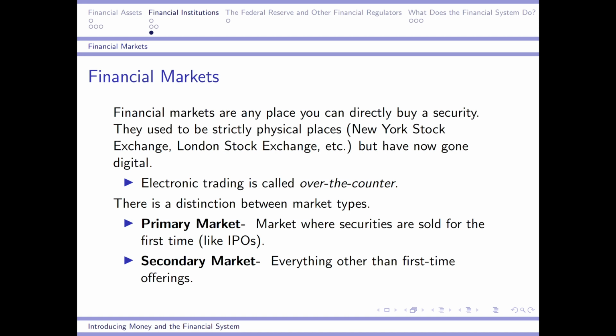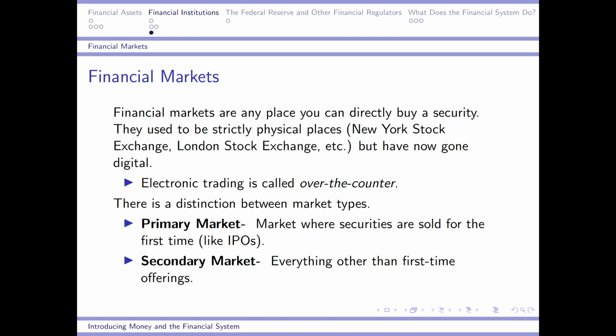Most of us will never deal with primary markets, and it's a little bit of murky water on how to price them. Secondary markets are what we usually deal with. Anytime you buy a stock, you are buying it on the secondary market. If I were to buy a share of Amazon tomorrow, I'd be buying it on the secondary market.